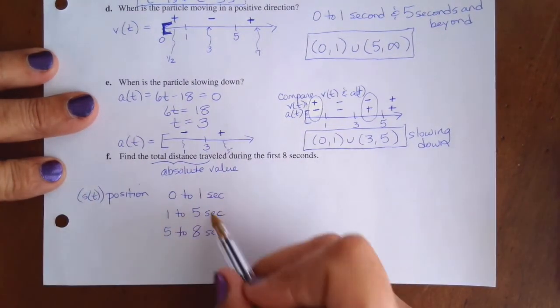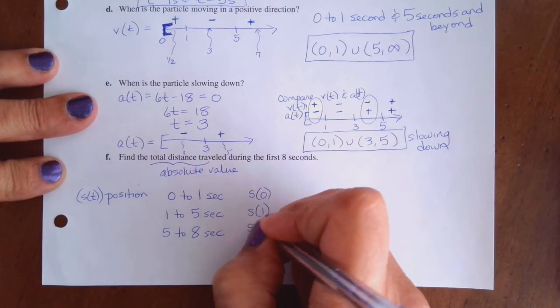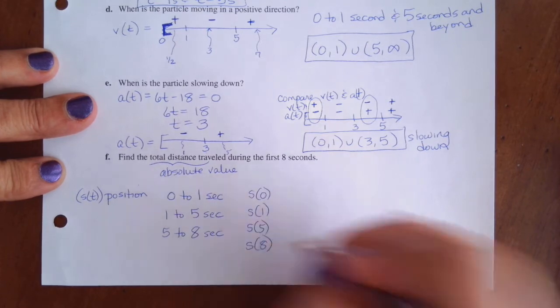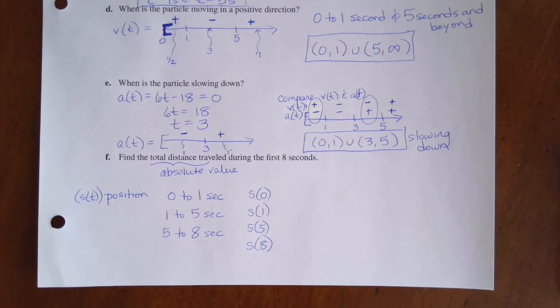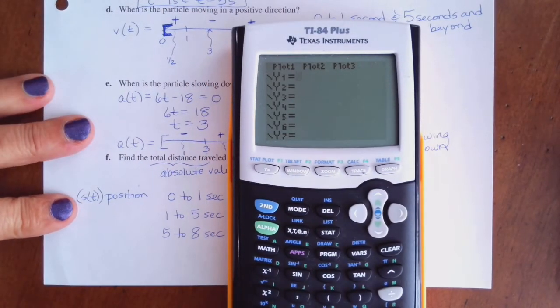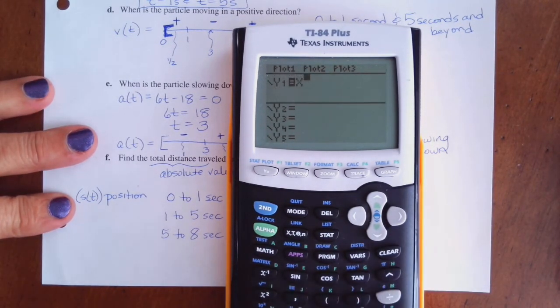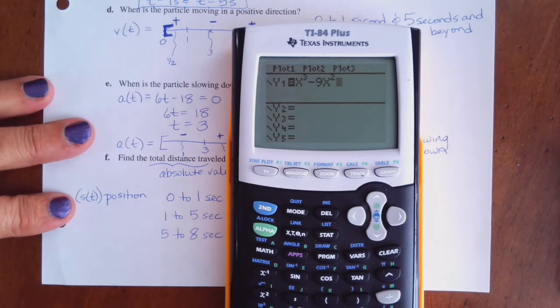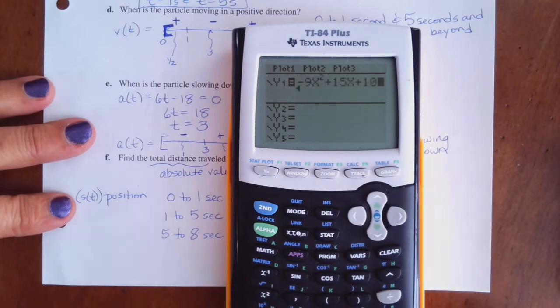All right, so if it's position, then I'm just going to quickly find these values. These are the numbers I need. S of 5, S of 8, right? So I'm going to plug this into my position function. Easiest way to do that is put that in your calculator and go to y equals. Okay, so I'm going to take the original function, S of t. S of t was t cubed, so I'm going to use x cubed minus 9x squared plus 15x plus 10. Original function.